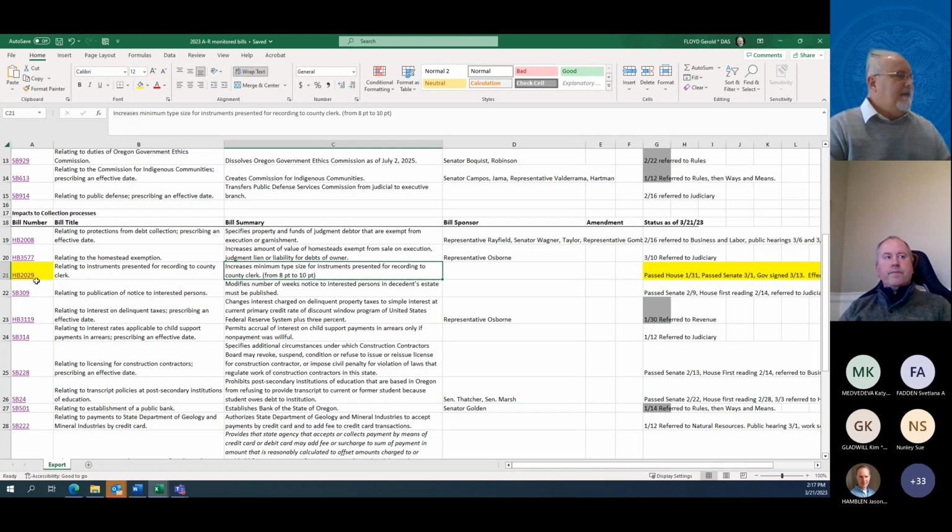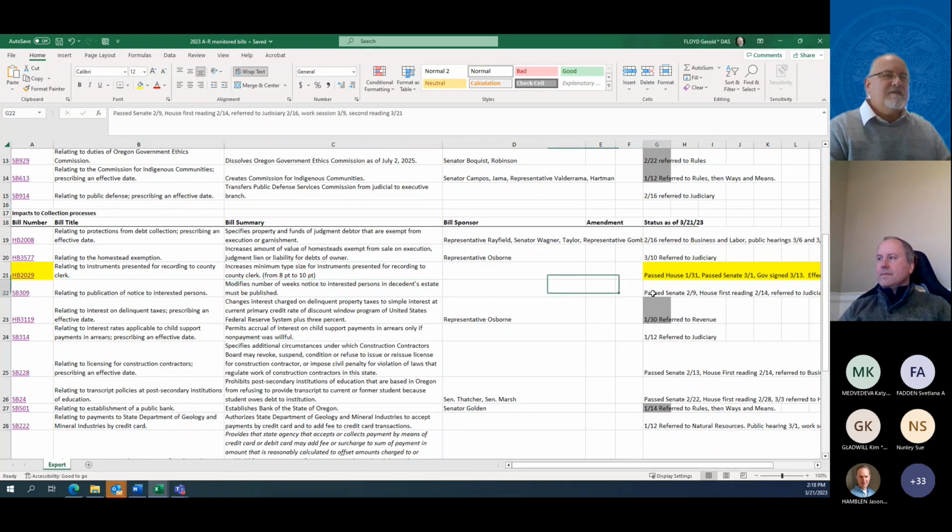House Bill 2029 has already been passed by both chambers and signed. This has to do with recordings of the county clerk now have to be in a minimum 10-point font compared to previously 8. So if you are an agency that does record documents with the county clerk, keep in mind, once this bill goes into effect, which is January 2024, that those documents do need to be in a minimum 10-point font.